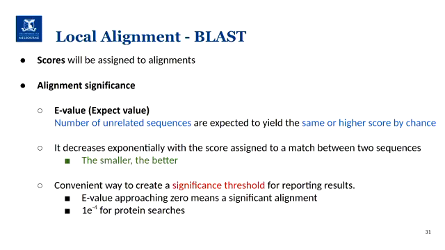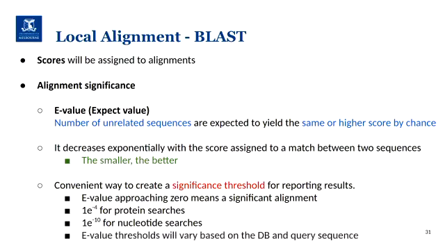The smaller, the better, even though there are default values for BLAST. For instance, e to the minus 4 for protein searches, e to the minus 10 for nucleotides, is a very interesting and easy way to determine a significance threshold when you're reporting your results. So it's basically what's the chance of finding that alignment by chance, or rather that it's a really rare event, and then you can infer that there is a biological meaning behind it. And of course, these E values will vary based on the database you're searching and the query you're using.